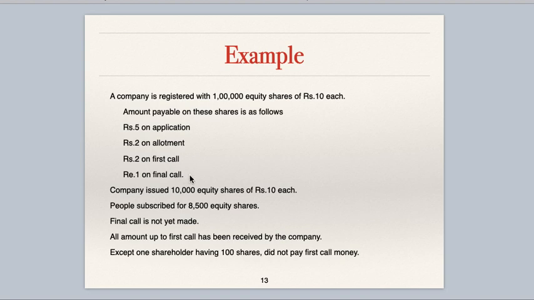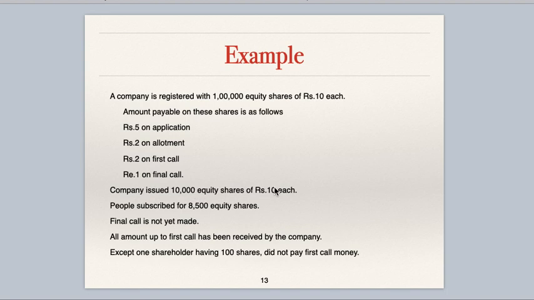When the people apply for shares, they have to pay application money. If they do not pay application money, shares are not allotted to them. So, shares application money is to be paid along with application. So, these are the installments. 5, 2, 2 and 1 makes 10.